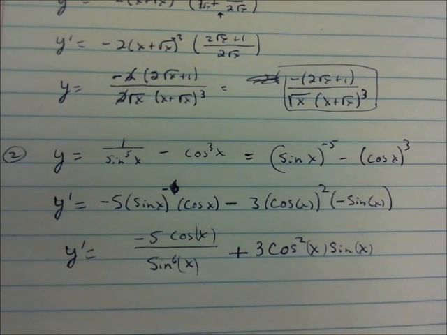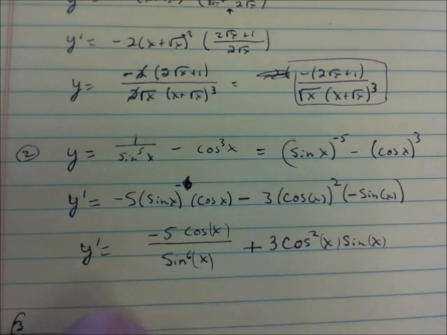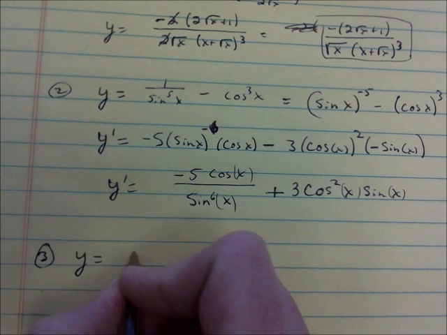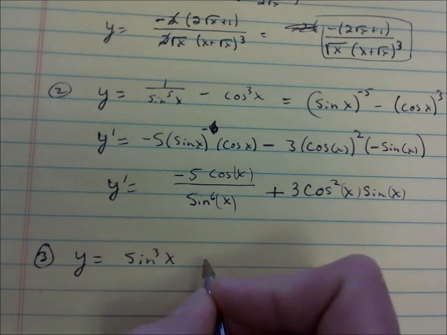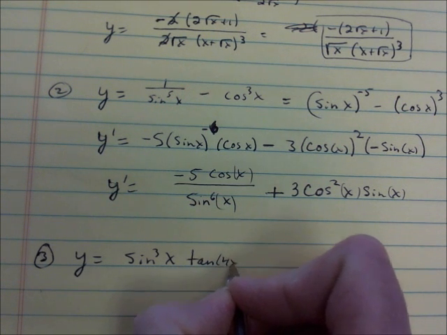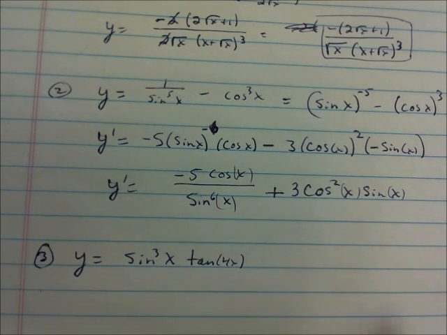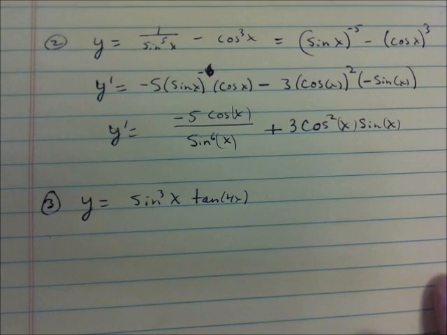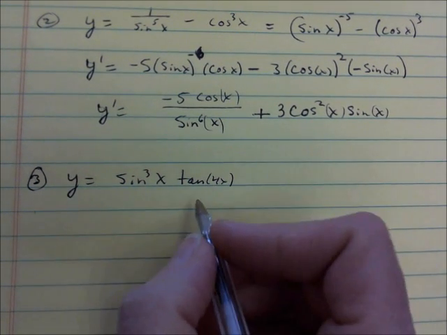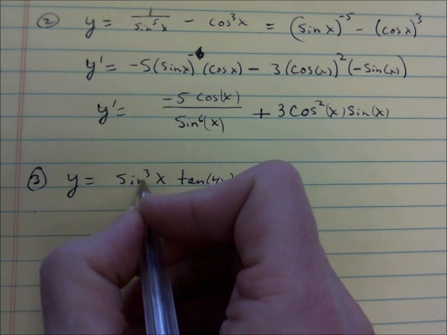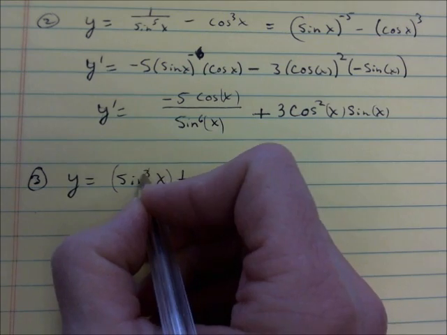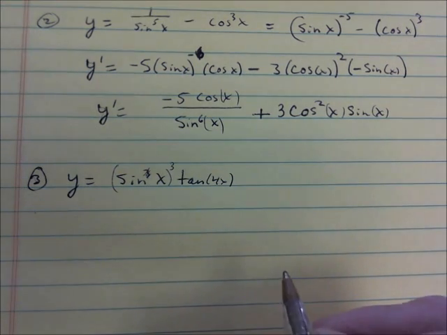The next example, number 3, let's do y equals sine cubed of x times the tangent of 4x. So shut the video off, try this one on your own. What I would do here is, instead of the sine cubed of x, I would just rewrite this as the sine of x raised to the 3rd power.